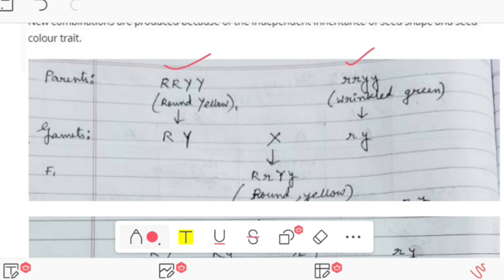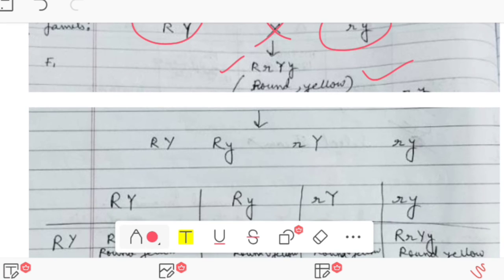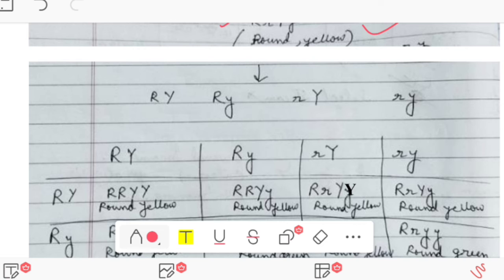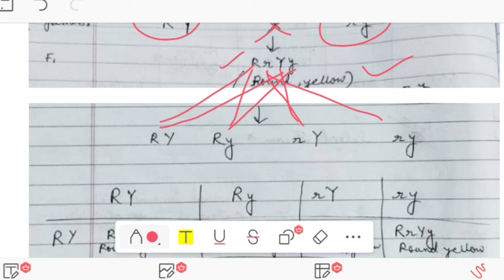Next, the gametes will come from the round yellow, that is RY, and from the wrinkled green, that is ry. So if we cross these two gametes, then in the F1 generation, RrYy, that is round yellow, will come. Then we have to see the F2 generation. The gametes which will come from the F1 generation are RY, Ry, rY, and ry.